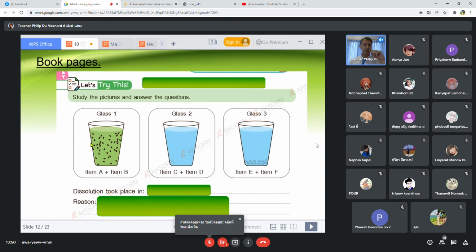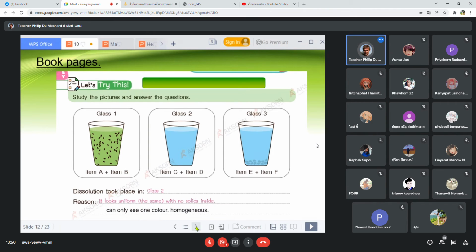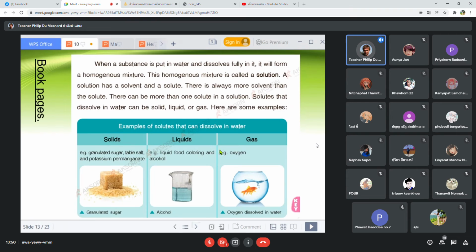Okay, class, do you see which one of these is a solution? One or two or three? Yeah, definitely two. Because we only see one color, so it is a homogeneous solution. Okay, and this page also shows you that a solute is not always a solid. A solute can also be a liquid, and a solute can also be a gas. It's the thing that you dissolve in the water that is a solute.